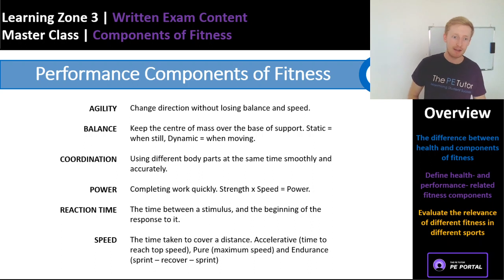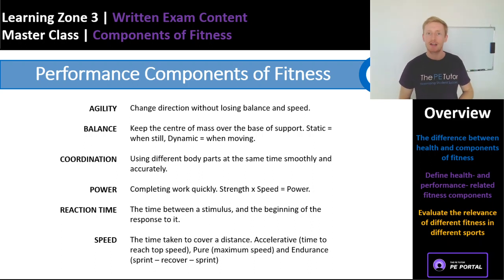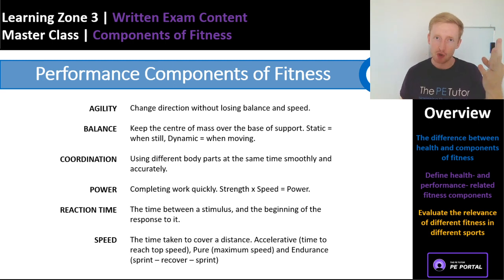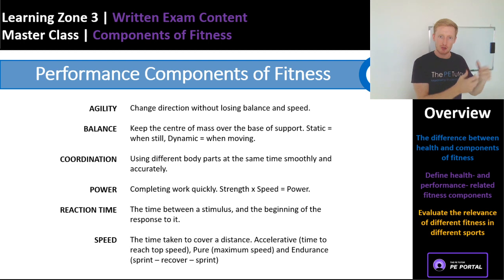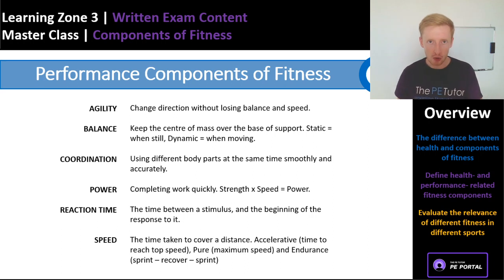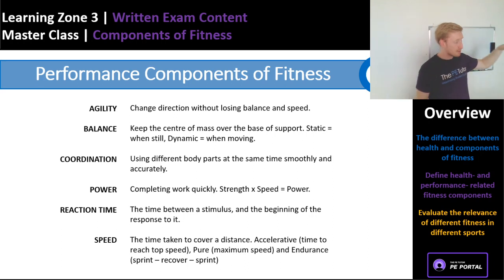And then speed: the time taken to cover a distance. And there are different types: accelerative, pure, and then endurance. Accelerative is the rate of change from resting to maximum. How quickly can we go from no speed to maximum speed? Pure, that is your top speed.